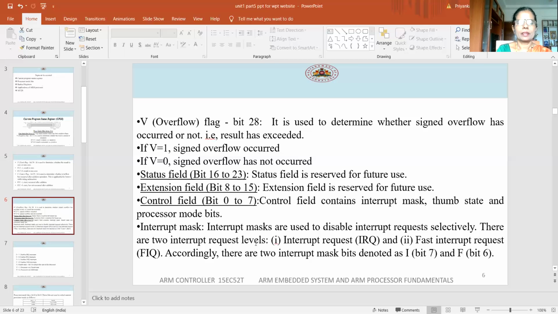There are two interrupt request levels: interrupt request IRQ and fast interrupt request FIQ. The peripheral devices can interrupt the processor on these two levels. Accordingly, there are two interrupt mask bits, denoted as I and F. Bit number 7 and bit number 6 are called the interrupt mask bits. Bit number 7 is I, which stands for interrupt request. Bit number 6 is F, which stands for fast interrupt request.